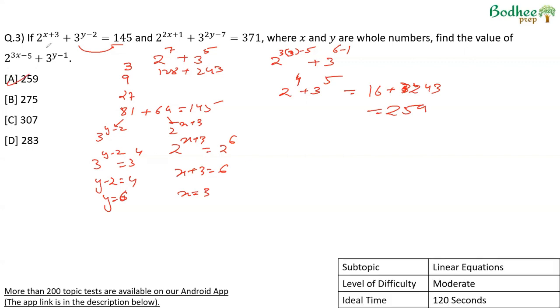I'll say this is a moderate level of difficulty question. Solving it might be a little difficult, but since the values are small, therefore manageable in about 2 minutes.